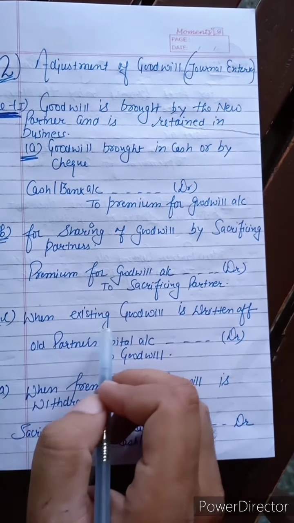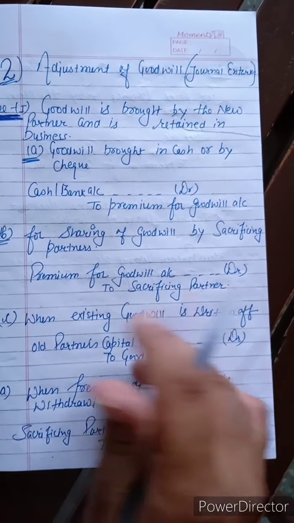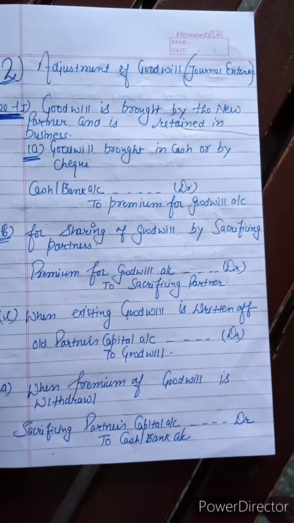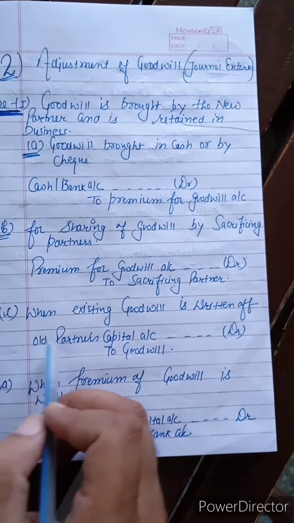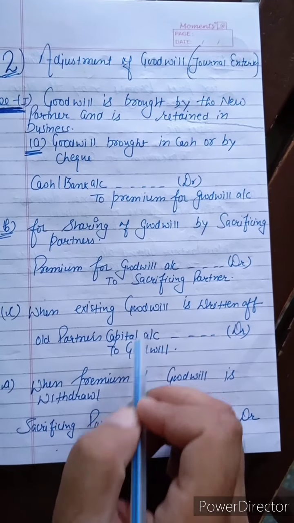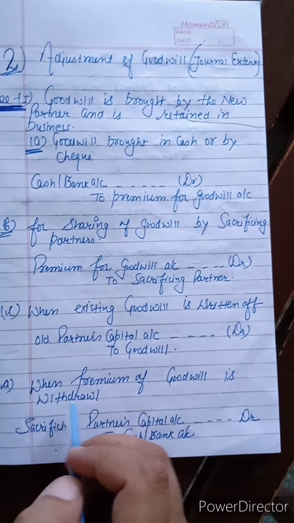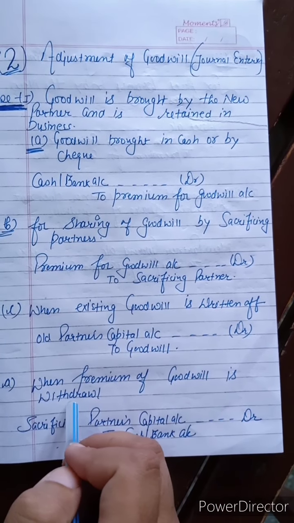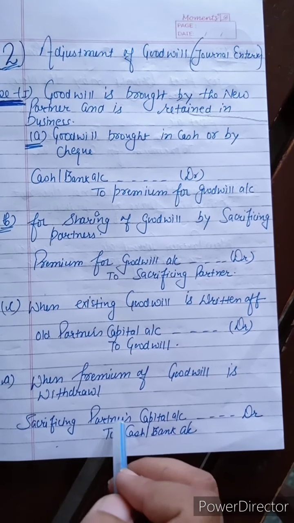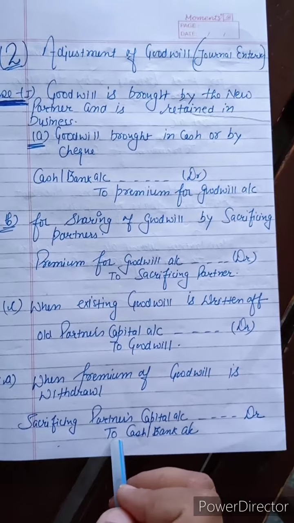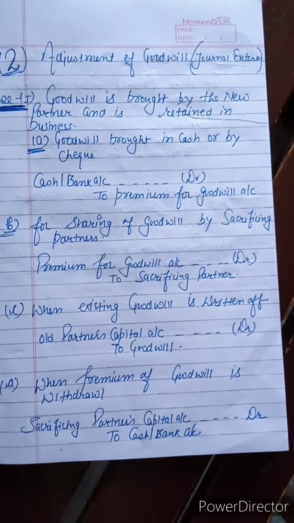Third, when existing goodwill is written off, मतलब अगर आपको सब में existing goodwill given है, you have to write it off and the entry will be old partners' capital account debit to goodwill in the old ratio. And when premium of goodwill is withdrawn, then sacrificing partners' capital account debit to cash and bank.